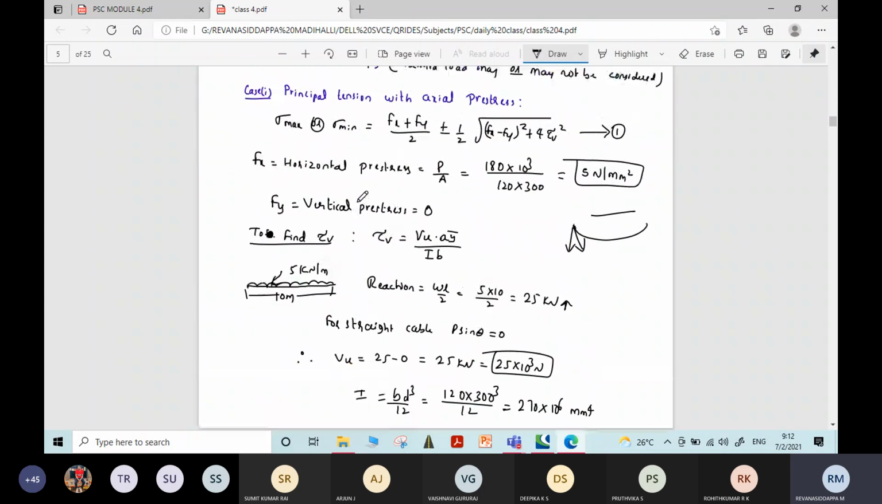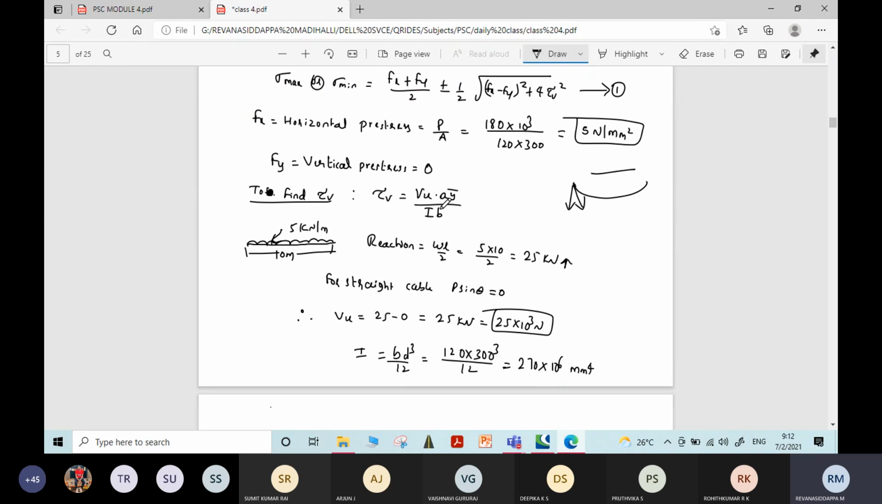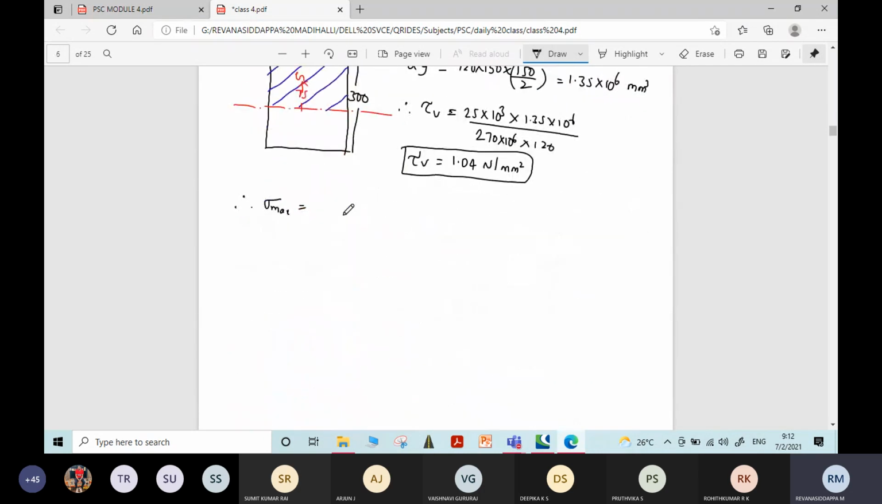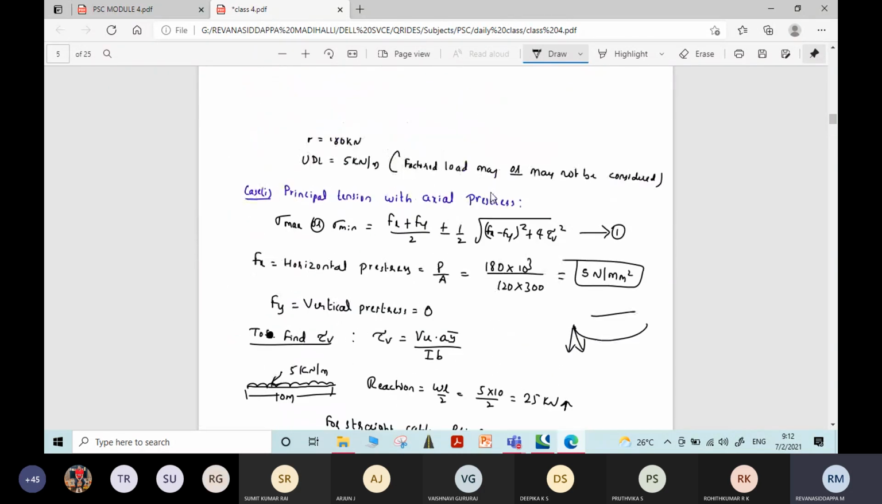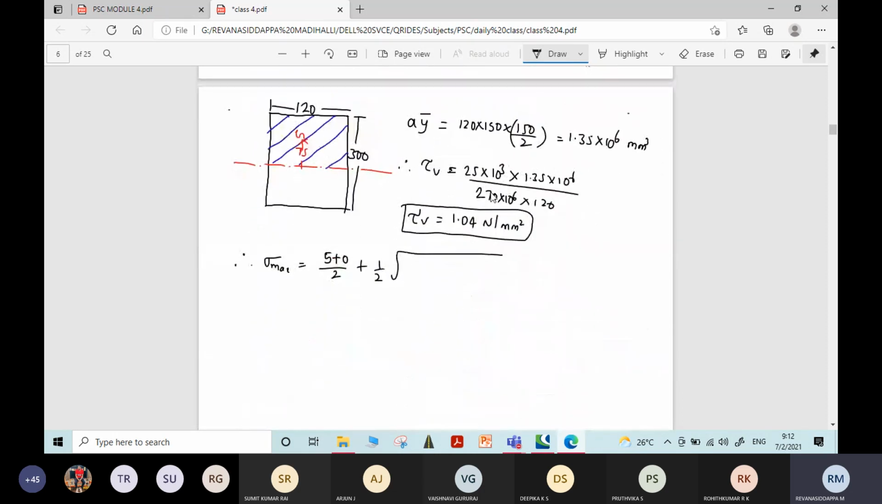Fx value is how much? It is 5. Fy is 0. So 5 plus 0 divided by 2 plus or minus half of root of (Fx minus Fy) whole square plus 4 tau v square. Fx is 5 minus 0 whole square plus 4 into 1.04 square. Okay.